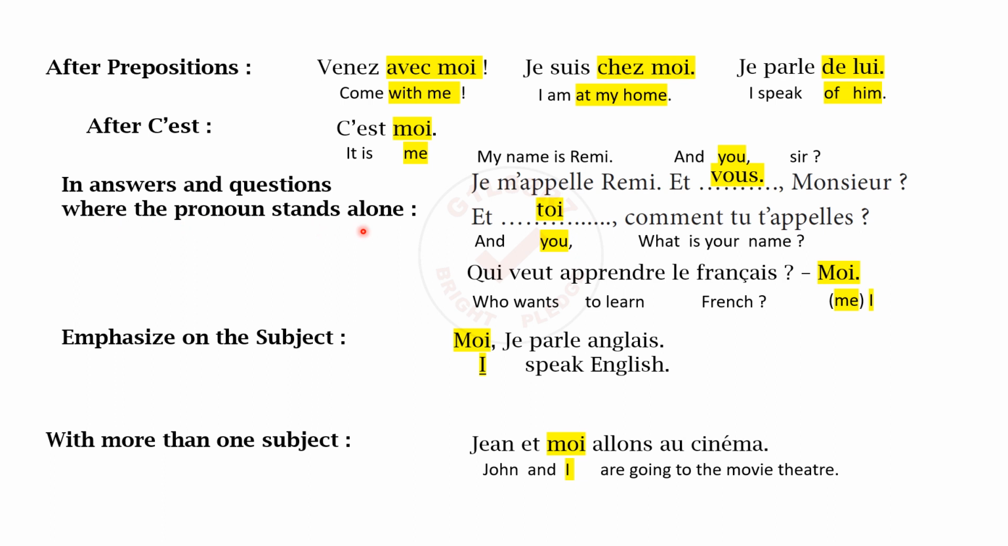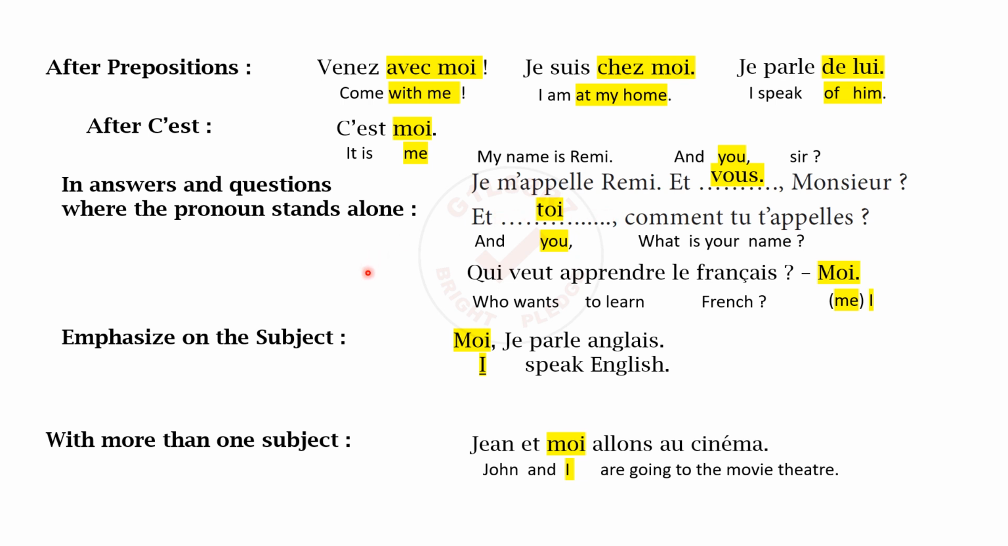The next case is when you use it in answers and questions where the pronoun is standing alone without a verb. This is an example from your book exercise. It says, Je m'appelle Rémy, meaning my name is Rémy. Et vous, monsieur? Here you are asking a question: and you, sir? Similarly, the next one: Et toi, comment tu t'appelles? And you, what is your name? You can see the stressed pronoun standing alone without any verb.